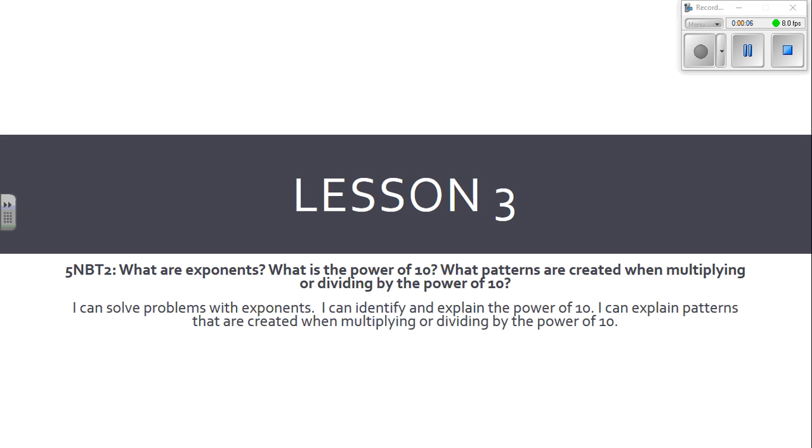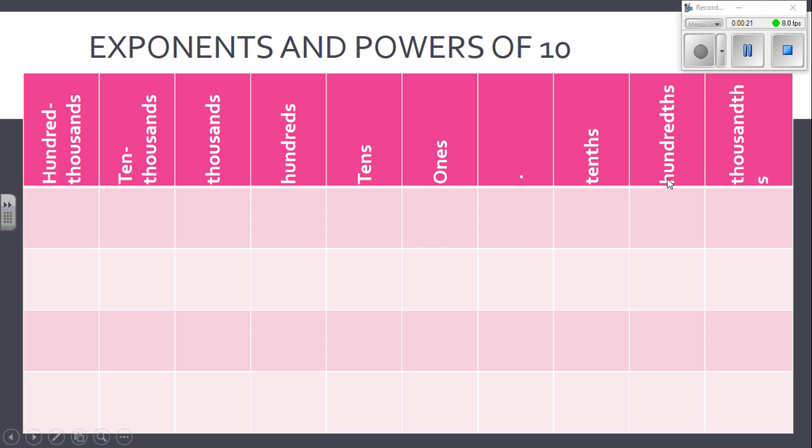Good evening, class. Tonight we're looking at lesson 3. It's talking about exponents, powers of 10, and looking for patterns when you're multiplying or dividing by powers of 10. So let's take a look at what each number values.